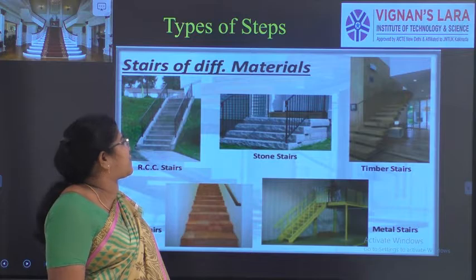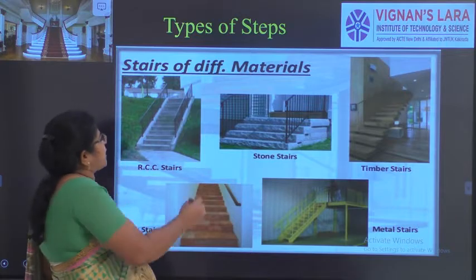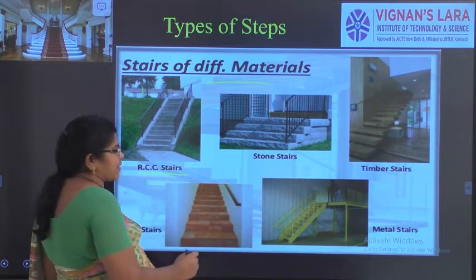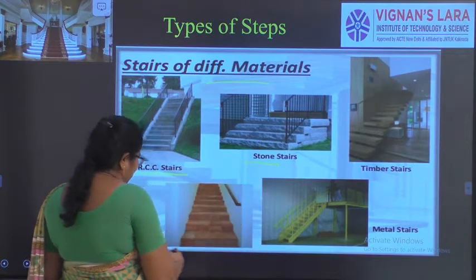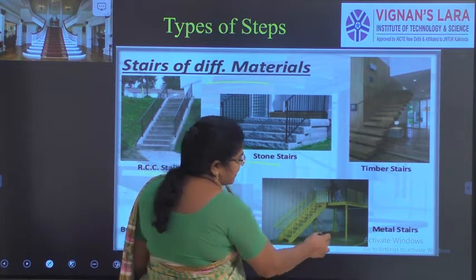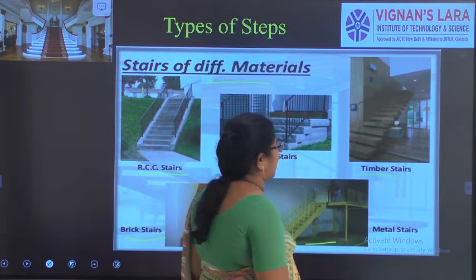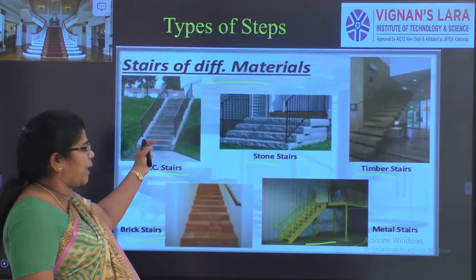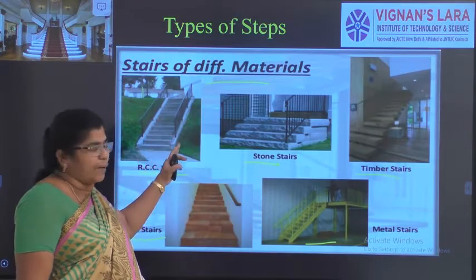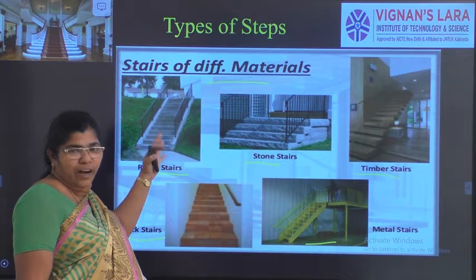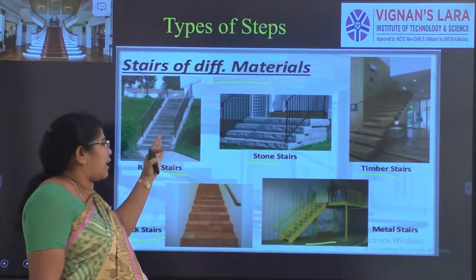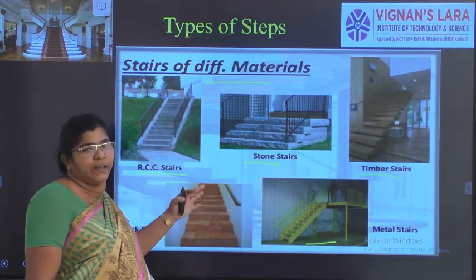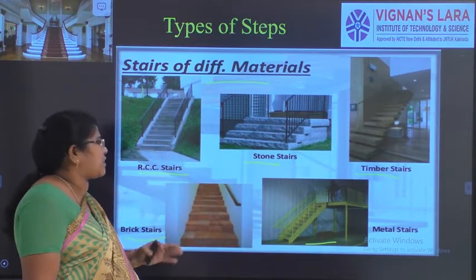The next one is types of staircase with respect to the different materials: RCC, that is reinforced concrete stairs, stone stairs, brick stairs, metal stairs, and timber stairs, wooden stairs. I just want to tell you that if it is made up of concrete, that is pure RCC, we call it the RCC stairs. Most of our houses, most residential buildings, are made up of RCC stairs.